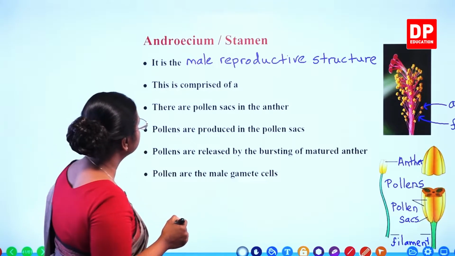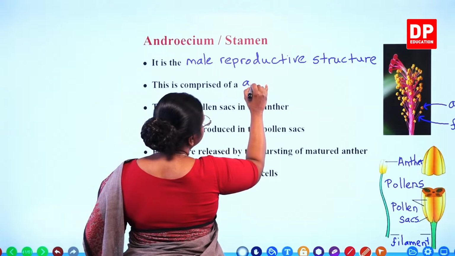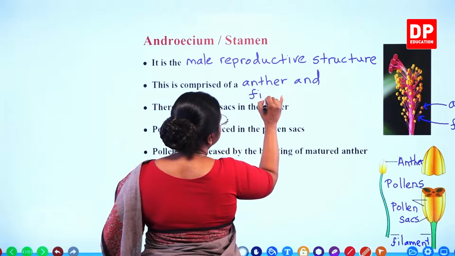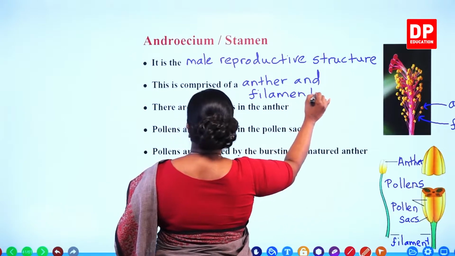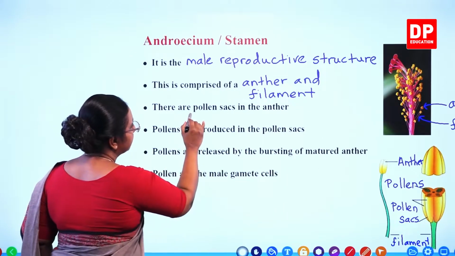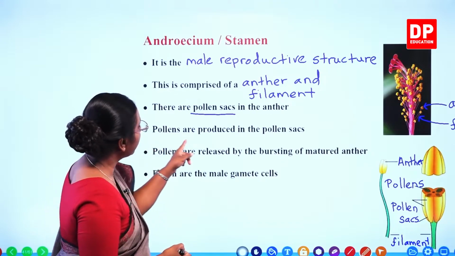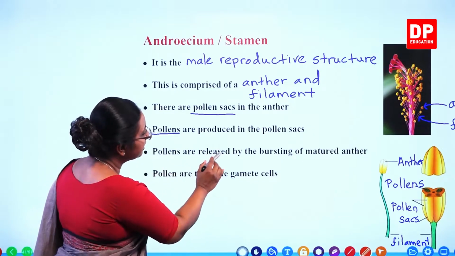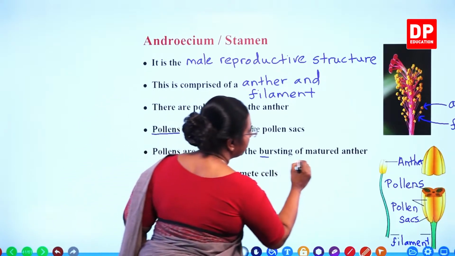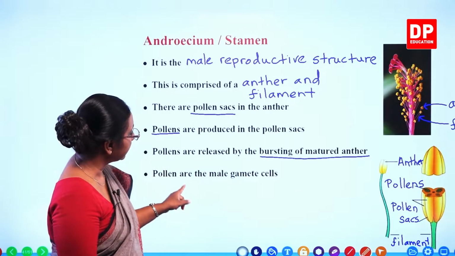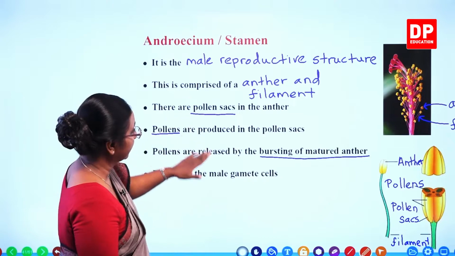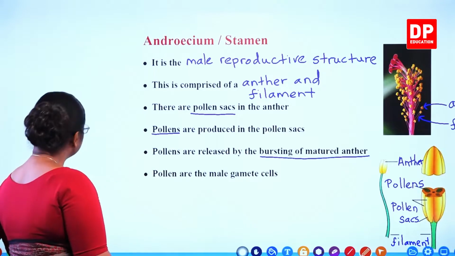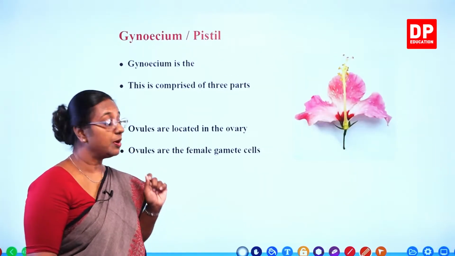This is comprised of an anther and filament. There are pollen sacs in the anther, and pollens are produced in the pollen sacs. Pollens are released by the bursting of the mature anther. And pollen are the male gamete cells. All what I explained to you, I am sure you all can understand that. Then the next structure is going to be gynoecium or pistil.